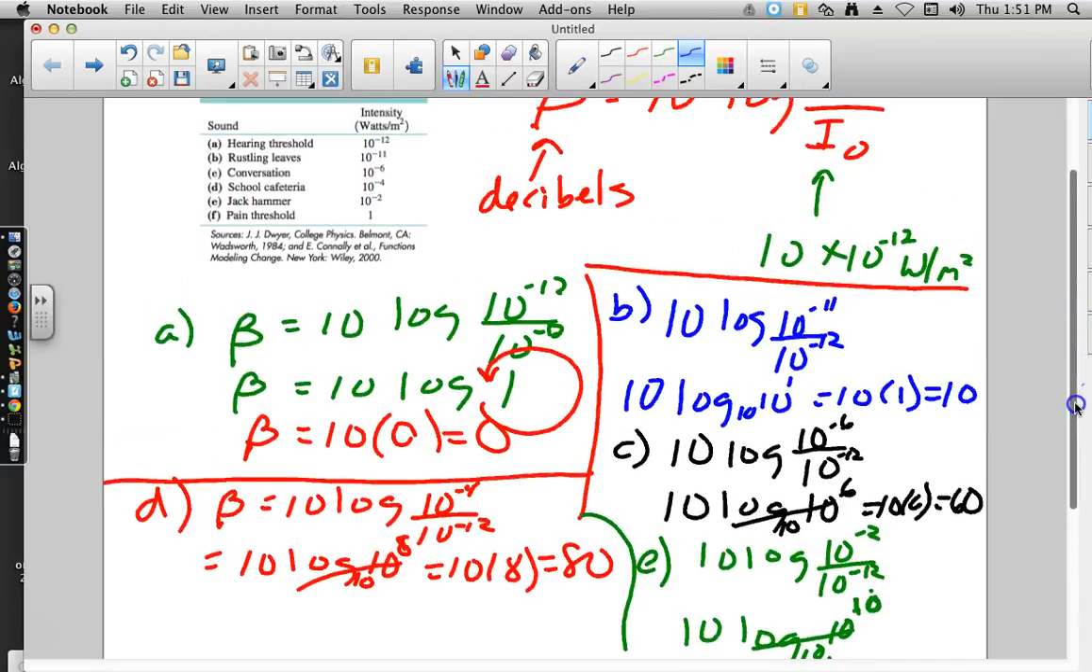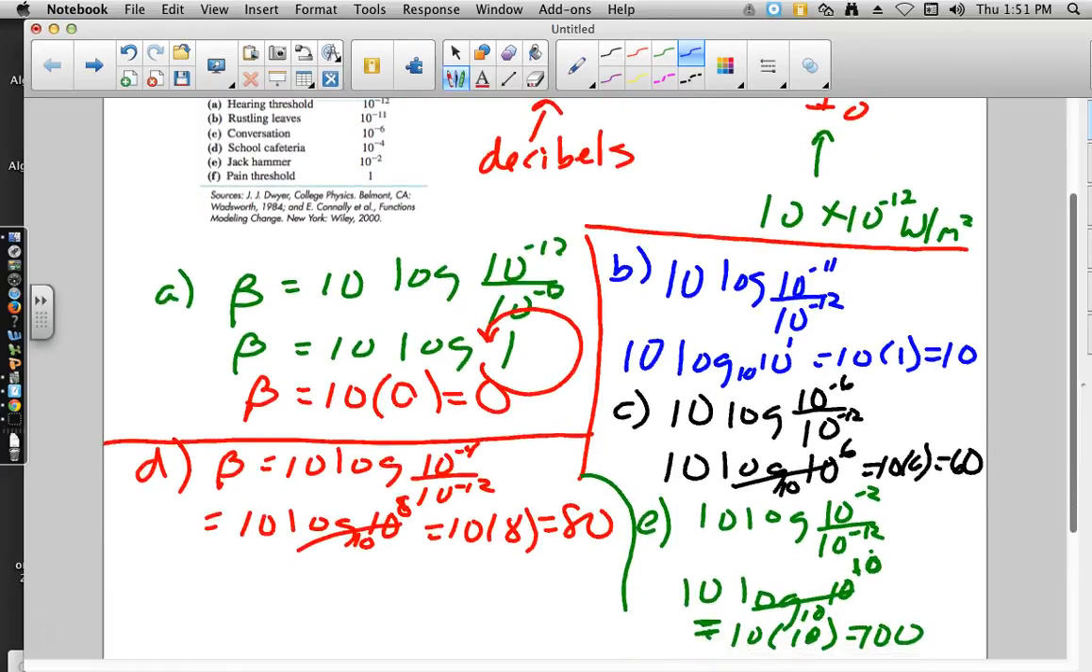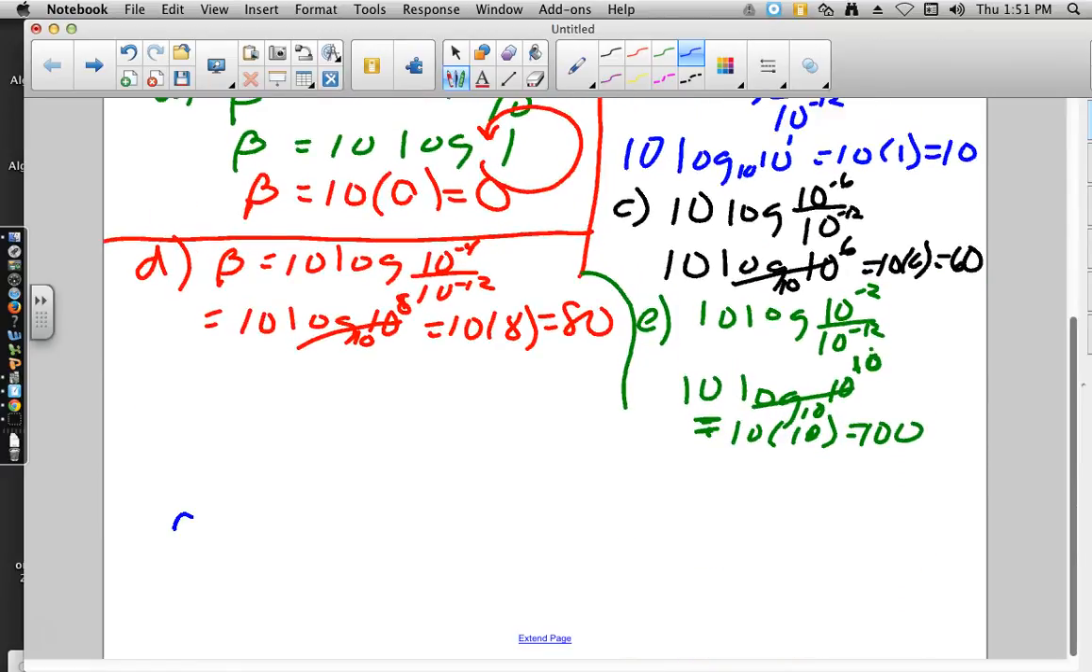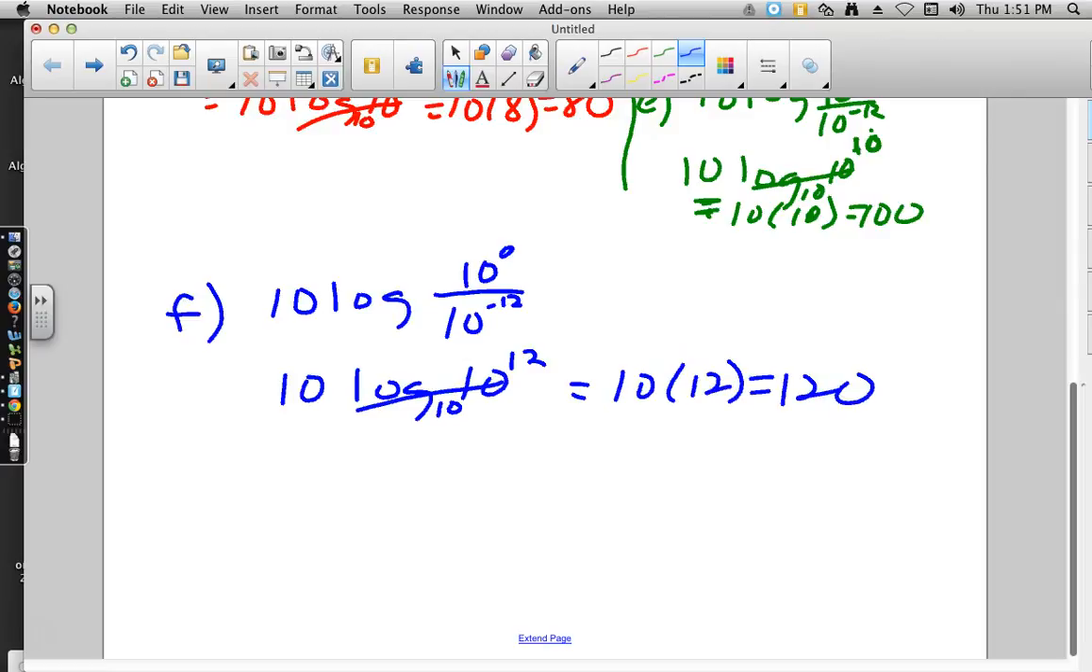Last one is the pain threshold for F of 1. So pain threshold of 1, 10 logarithm 1 over 10 to the negative 12. Well, you can think of that 1 as really being 10 to the 0. So 0 minus a negative 12 will be plus, so that would be 10 logarithm of 10 to the 12th. Again, here's our inverses with that common logarithm, and we see that we will have 10 times 12, which is going to be 120, and we have that there.